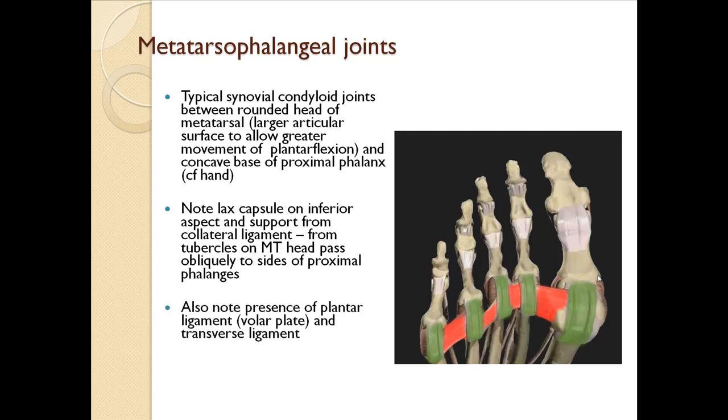It's also worthy to note at this point the existence of these green structures that we can see on this diagram here. These are the volar plates, and these are fibrocartilaginous plates whose function is to protect the metatarsal heads during weight bearing when the toes are in extension. So when the toes are fully extended, the metatarsal heads, the hyaline cartilage here, would normally be exposed, and the volar plates are fibrocartilaginous plates that protect this region.